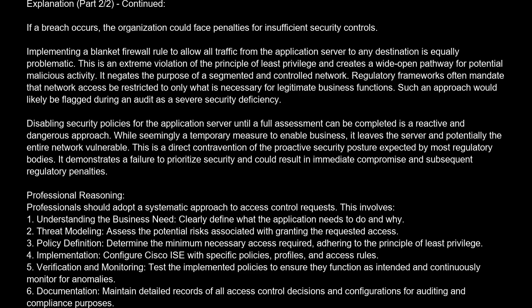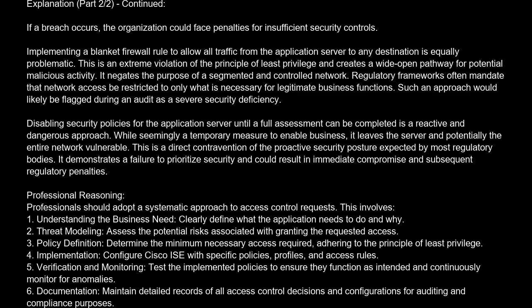Implementing a blanket firewall rule to allow all traffic from the application server to any destination is equally problematic. This is an extreme violation of the principle of least privilege and creates a wide-open pathway for potential malicious activity. It negates the purpose of a segmented and controlled network. Regulatory frameworks often mandate that network access be restricted to only what is necessary for legitimate business functions. Such an approach would likely be flagged during an audit as a severe security deficiency.